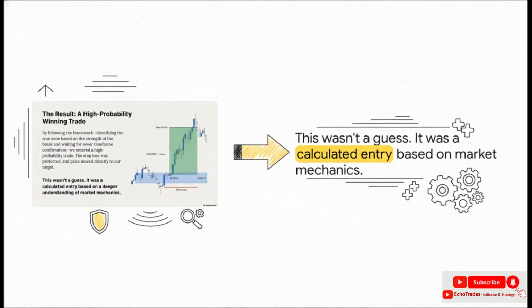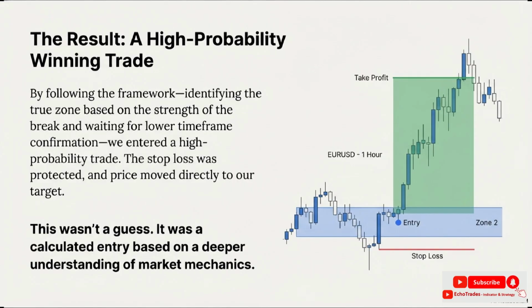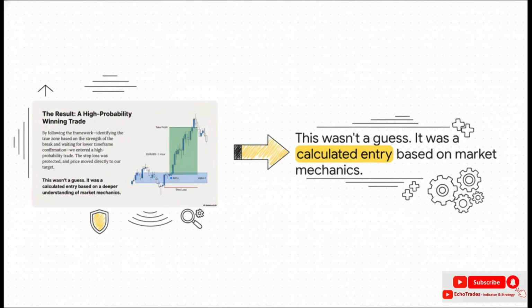And here's how it played out. Because we trusted the strength of that break, we waited patiently for price to come down into our true zone, Zone 2, and then we got our confirmation on a lower time frame. What happened? We were able to enter a calculated, high-probability trade. Our stop-loss was safe, and price took off right to our target. See? This wasn't a lucky guess. This was an entry based on actually understanding what the market was telling us.